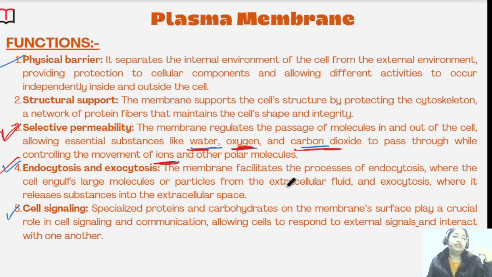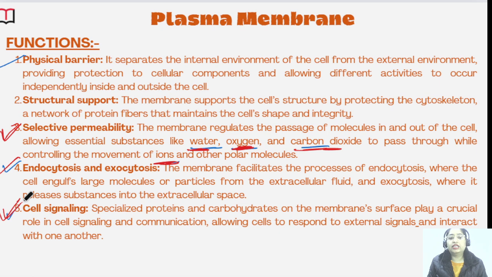So in some of the cells, we can see this process. For example, in the amoeba and in the WBC, white blood cell, you can see this process. They engulf the food particles. Endocytosis is when the cell is engulfing some large molecule, and exocytosis means when the cell is just ejecting out those molecules or the waste products.